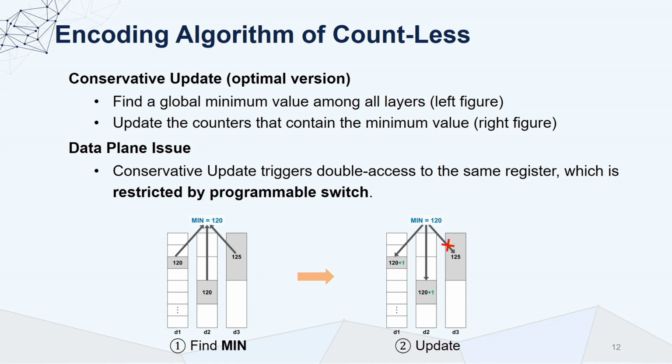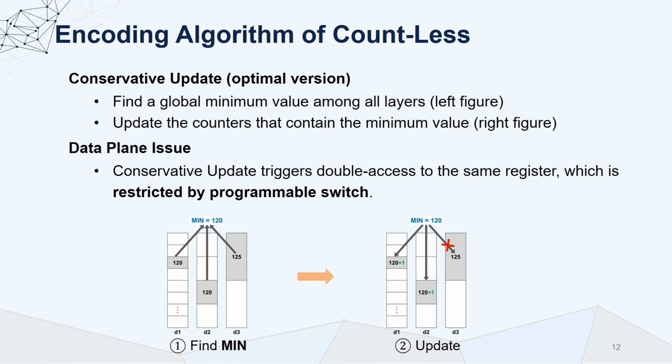Using the pyramid-shaped data structure, the conservative update algorithm is considered optimal in Countless. The figure below shows the encoding process of Countless with conservative update. When a packet comes in, it first finds a global minimum value by checking counters across all layers. After that, it only updates the minimal counter value to avoid unnecessarily adding noise to the sketch.